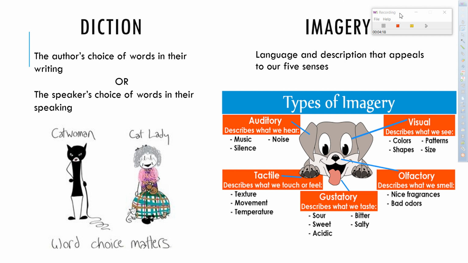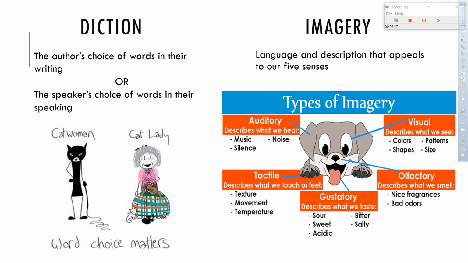Another term to define on your handout is imagery. Imagery is language and description that appeals to our five senses. So authors use imagery to get their readers engaged and involved with the text. It also helps them visualize and imagine what it would be like to be there. There are 5 types of imagery. Auditory imagery is what you hear.